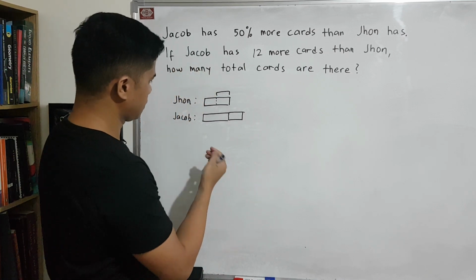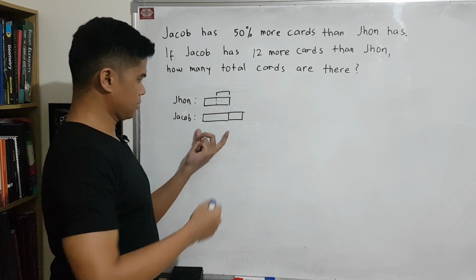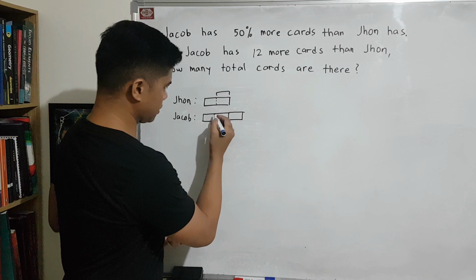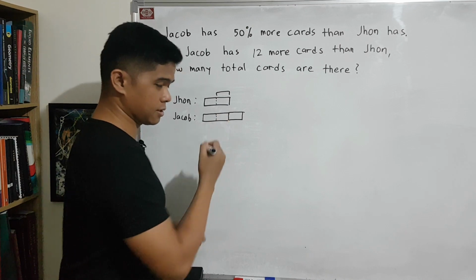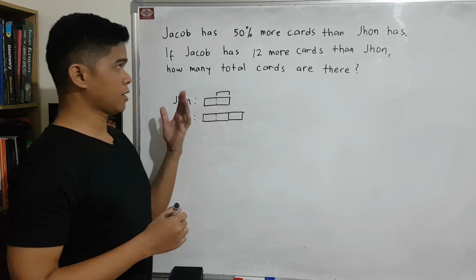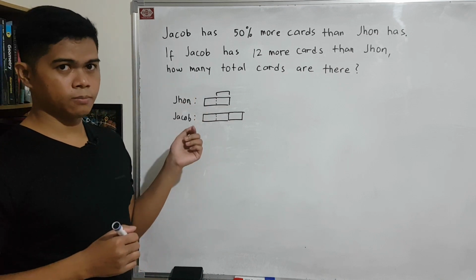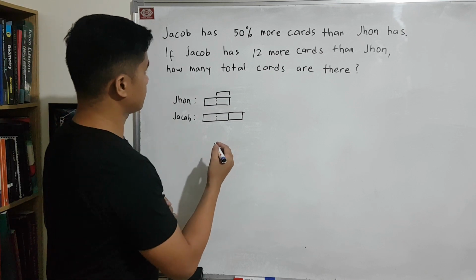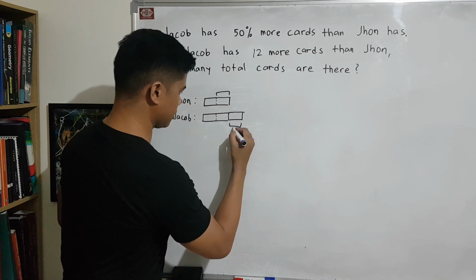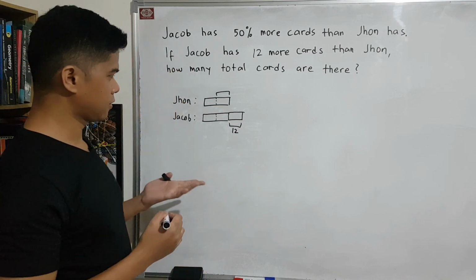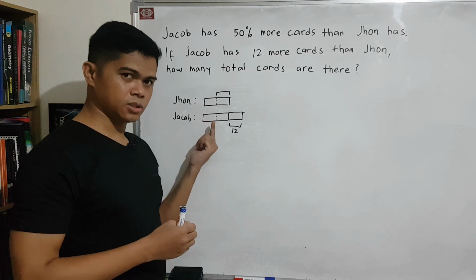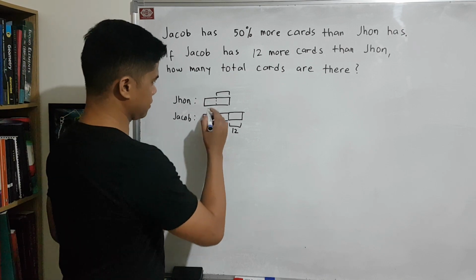Okay. So if this is the same amount as Jan's cards, we can also divide this one into two parts, which represents 50% each. In the second statement, we have Jacob has 12 more cards. So that means this part is actually 12 cards, right? As you can see in our drawing, we have 5 parts with 12 cards each.